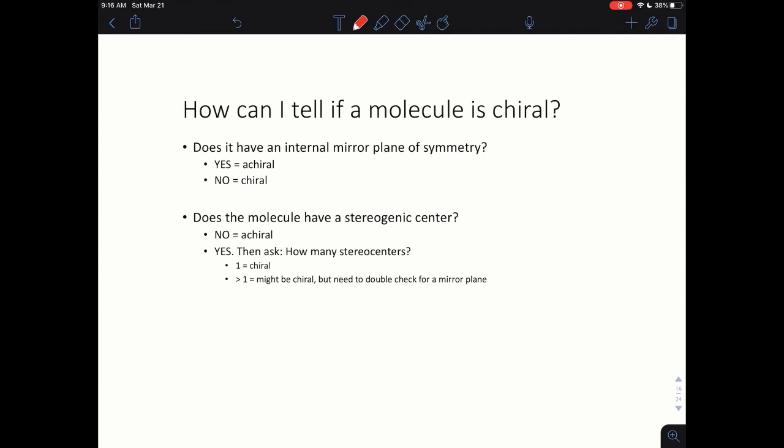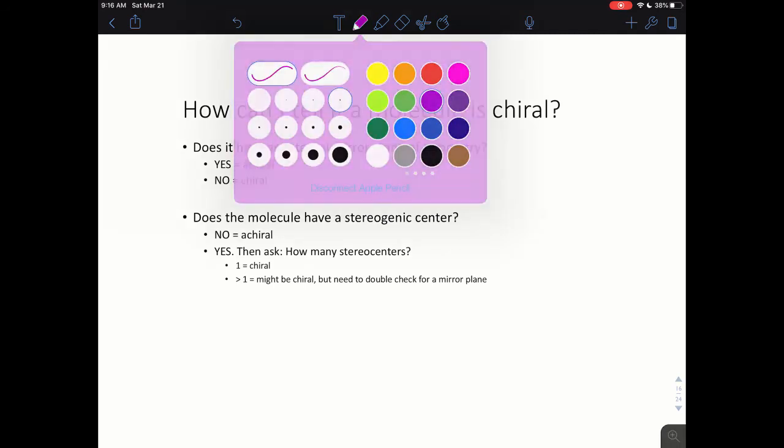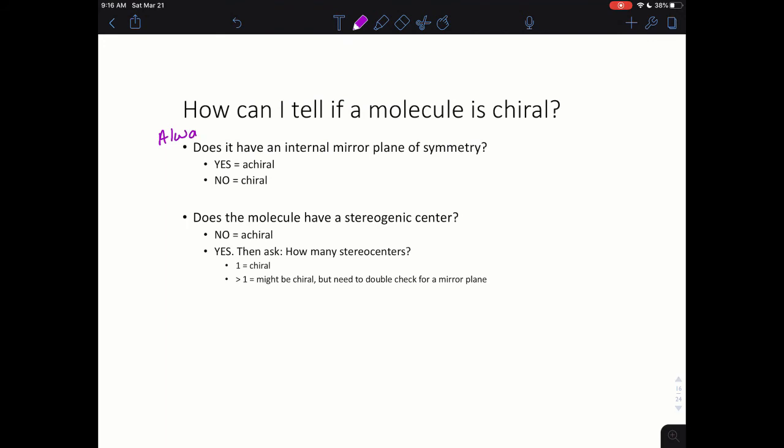Okay, let's summarize. How can I tell if a molecule is chiral? Well, what will always be true is what I've written here about the mirror planes. If it has an internal mirror plane of symmetry, the molecule is achiral. It does not have an enantiomer. It is the exact same as its mirror image isomer. If the answer is no, there is no internal plane of symmetry, then it does have an enantiomer, and that enantiomer will be its mirror image.